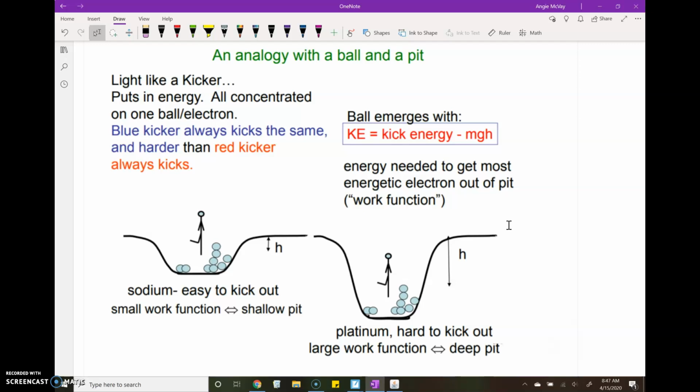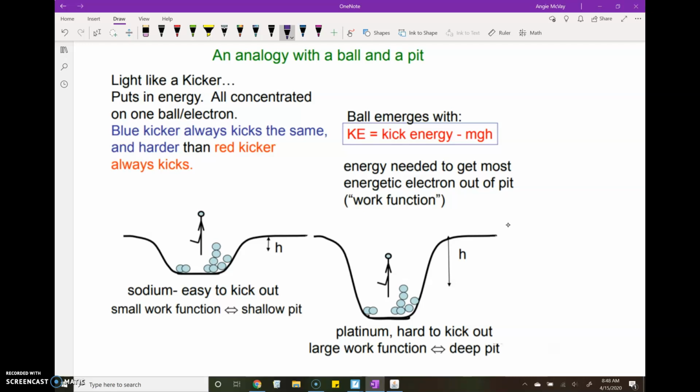So the kicker is the photon giving the energy. The electron is the thing that's down in the pit, and in this analogy, it's the ball, gaining the energy from the kicker. One of the things we can say is, depending on the depth of the pit, there will be more energy required to get the ball out of the pit, just thinking about the law of conservation of energy. If the kick isn't hard enough, if the ball doesn't have enough energy to get out, it will fall back down in.